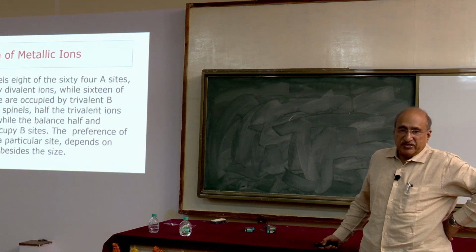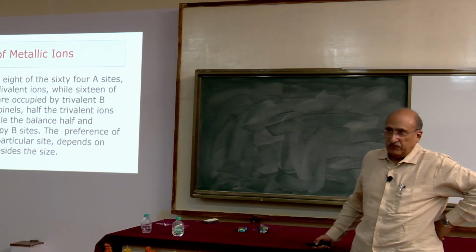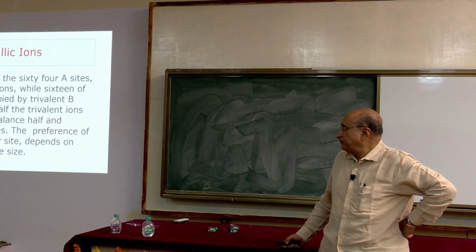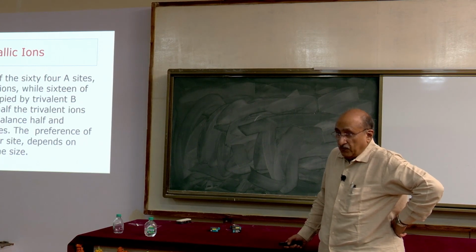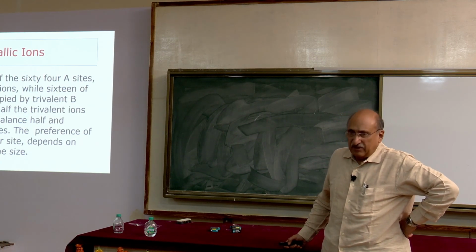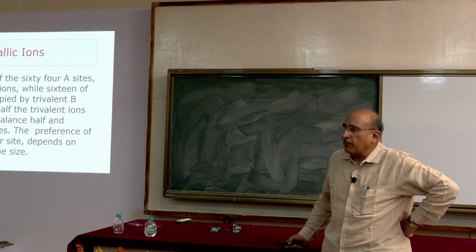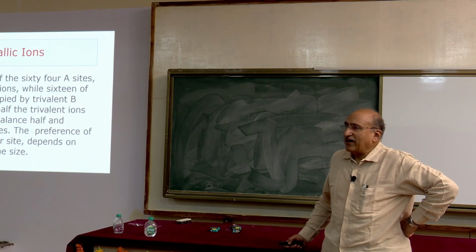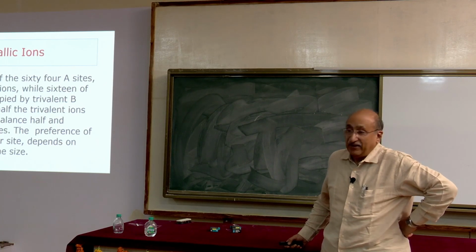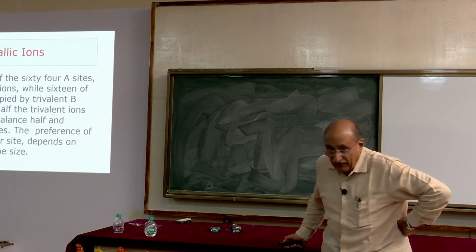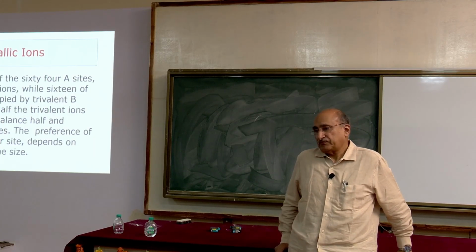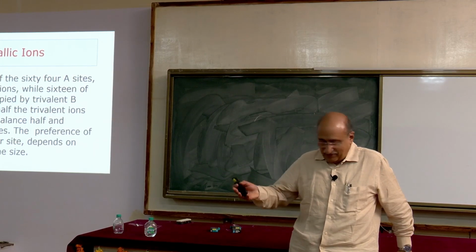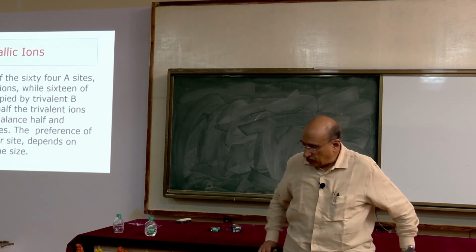Now I have to distribute these ions into these sites. How are they distributed? There are various types of spinel structure. What we call a normal spinel: the octahedral site is occupied by the trivalent atom and the divalent ions occupy the A site. Inverse is the other way. Half of the divalent occupy. I think you understand it better.